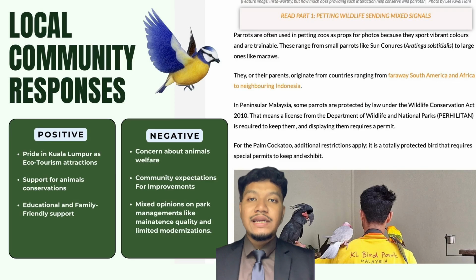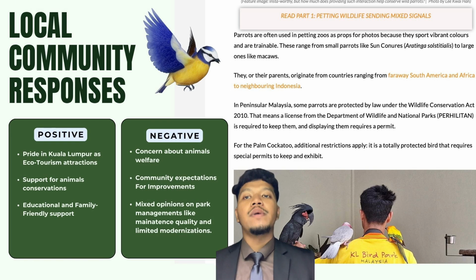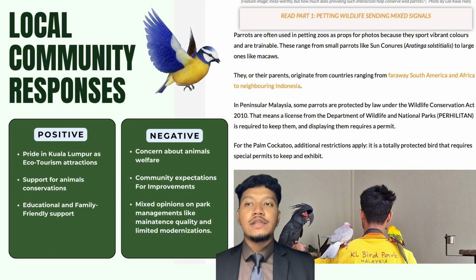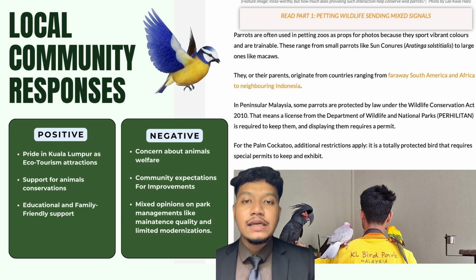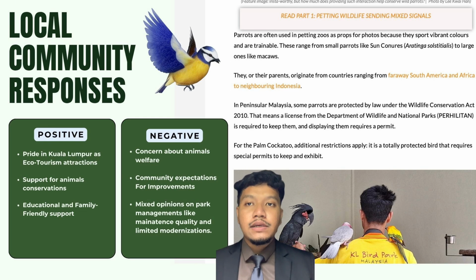Thank you, Dalili. The next slide is local community response. Local community response to Kuala Lumpur Bird Park is generally mixed, with both positive and negative feedback. On the positive side, many locals feel a strong sense of pride that Kuala Lumpur has a world-class ecotourism attraction. The park is also widely supported for its role in animal conservation, helping to protect and showcase bird species. In addition, it is seen as a family-friendly and educational destination, especially for school visits and learning about nature.